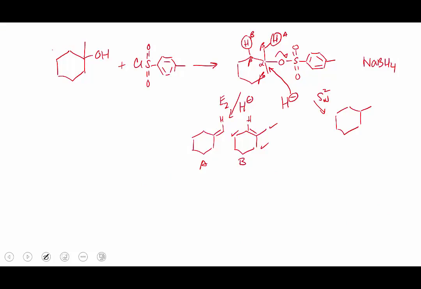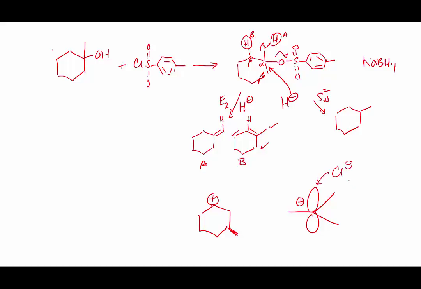Where'd it go? Because when I have this carbocation, it's going to basically look like this. The carbocation is going to be sp2 hybridized. And so that means that the Cl minus can add from this lobe or it can add from that lobe. And there's nothing stopping it either way. So it's going to do 50-50.